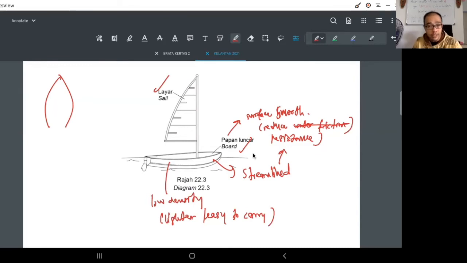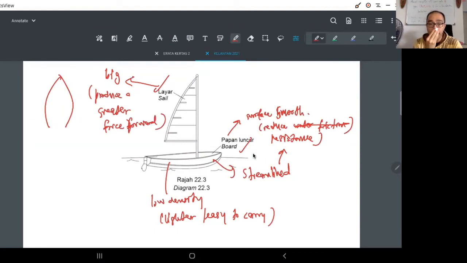Okay, the sail. Let's talk about the sail. The sail has to be big in size lah. This one is very standard. Because if you want to travel very far, you want the wind to push it very far, right? You need to have a big sail. If you have a small sail, how do you expect to travel very fast? So you have a big sail so that it can produce a greater force forward.